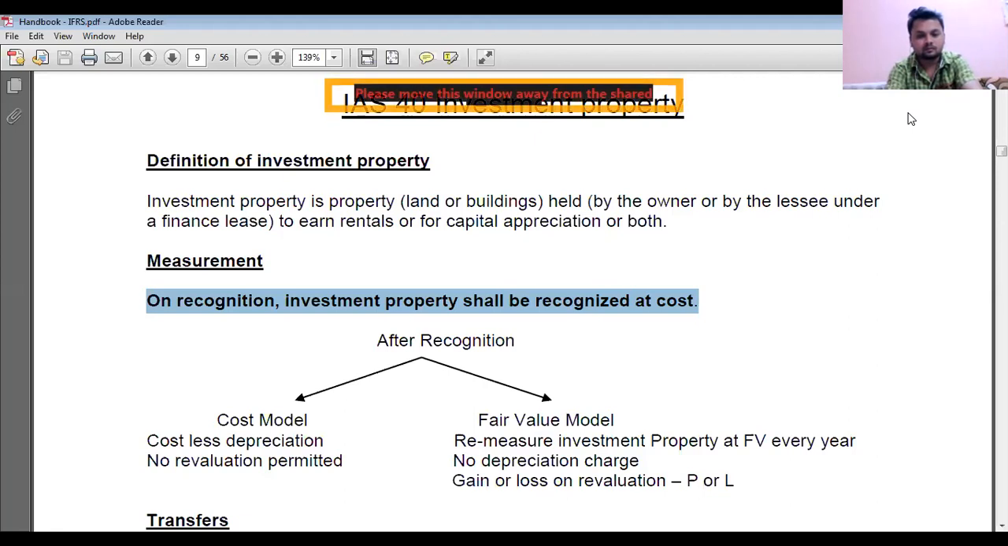So that is initial recognition. Now we have recognized an asset in our balance sheet for the first time. That is done. Now, what is after recognition? As we have two options in IAS 16, that is property, plant and equipment, what were those? Cost model and revaluation model. In the same way, here also we have two options. One is the cost model and the second one is the fair value model. See, be very clear. The words are clearly different in both the standards. In IAS 16, it was the revaluation model. In IAS 40, it is the fair value model.